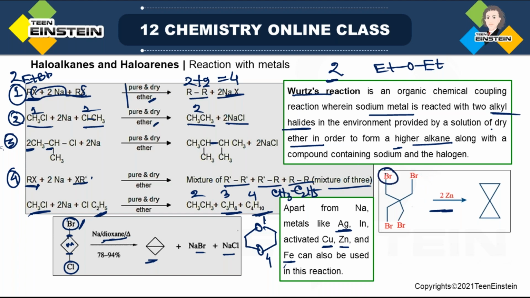Here you can see 4 halogens are attached to the same molecule, and you are using 2 metals, 2 zinc metal, not sodium. So here what will happen? Wurtz reaction is possible 2 times. In the first reaction these 2 carbons will be joined, and in the second the other 2 carbons will be joined. So finally you are getting this type of structure. These 2 bonds are the newly formed C-C bonds.